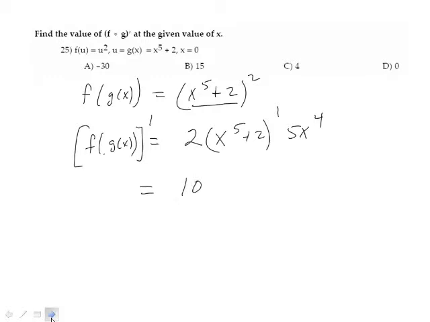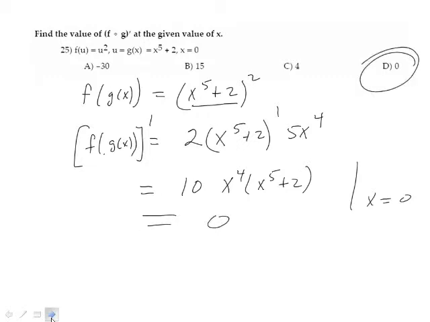And so we get 10x to the fourth times x to the fifth plus 2. They wanted us to evaluate this at x equals 0. Very quickly you see that this whole thing is equal to 0 anyway.